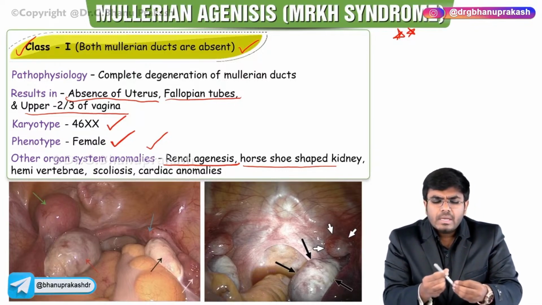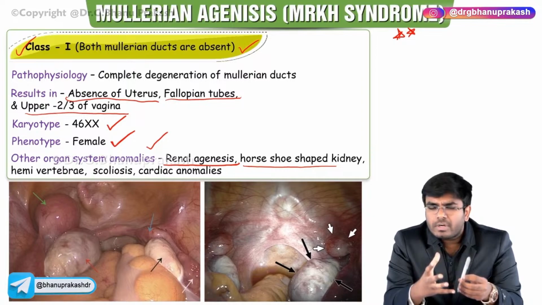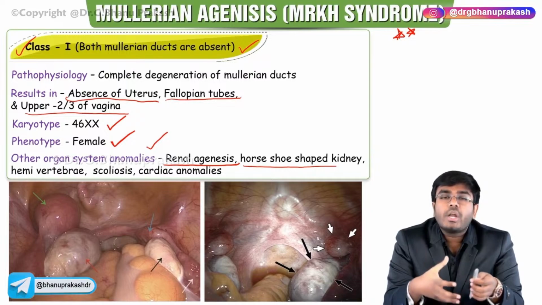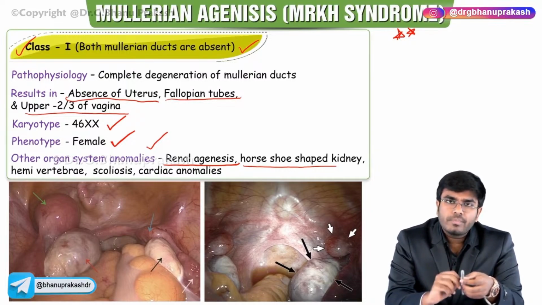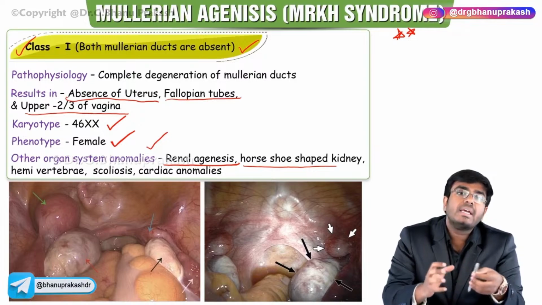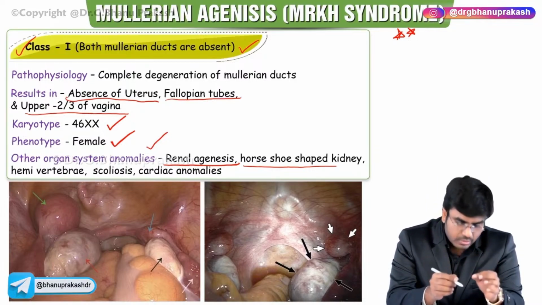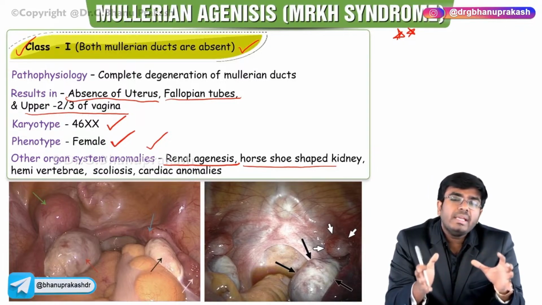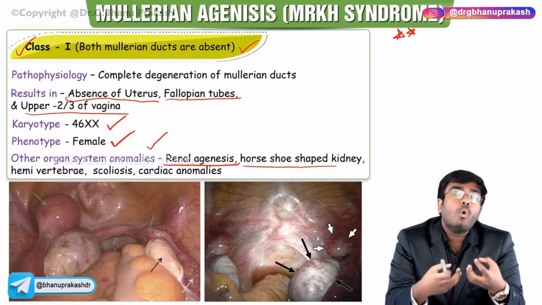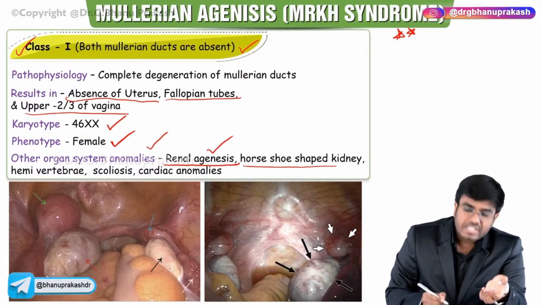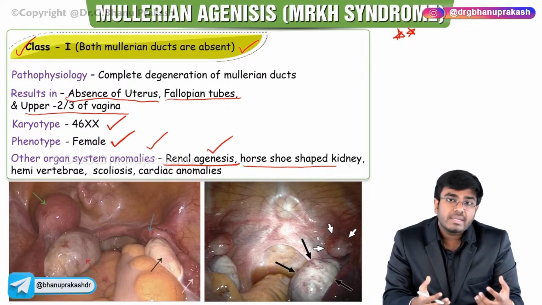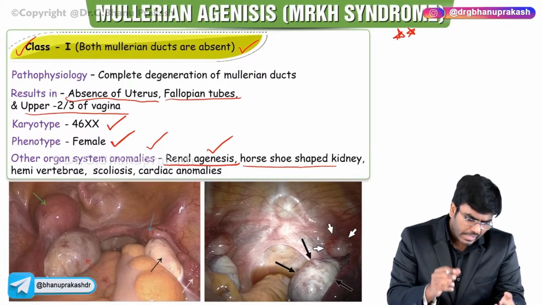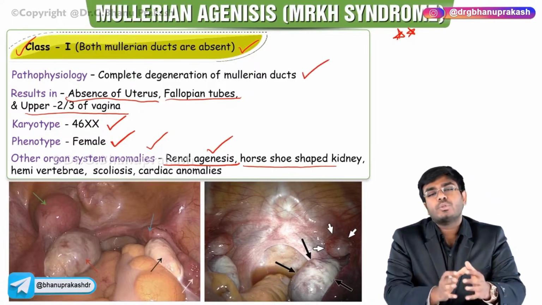In the same way, if there is some mutation or whatever, and the Mullerian ducts are undergoing agenesis, non-development, do you think only the Mullerian ducts will go because of the mutation? No, the surrounding areas might also get affected. So here also, not only the Mullerian ducts will undergo agenesis, the surrounding tissues will also be affected. So that can cause renal agenesis, horseshoe kidney, cardiac cushion defects, vertebral defects like scoliosis, hemivertebra and all those things.